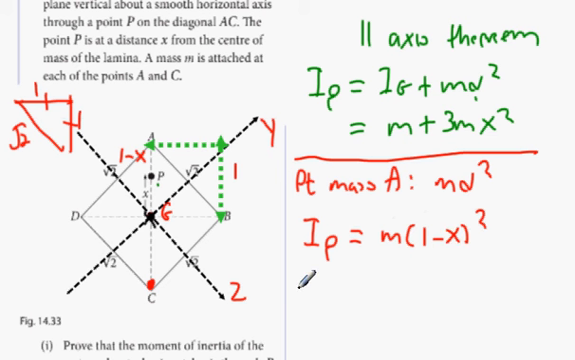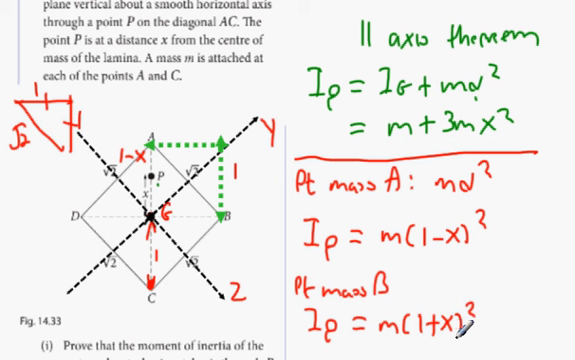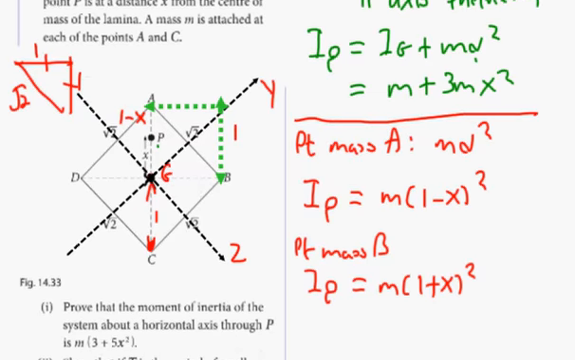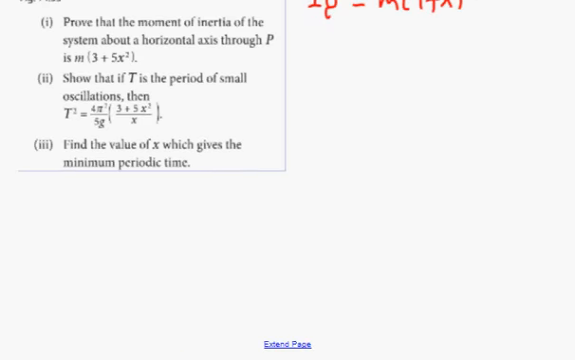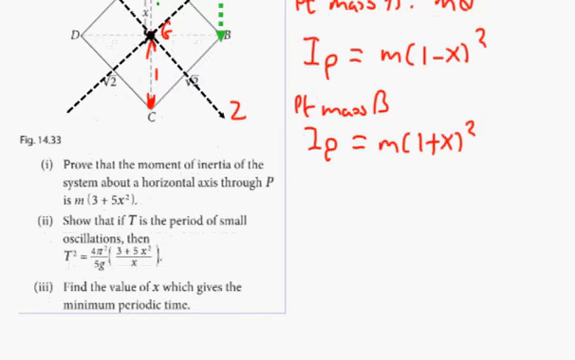Now for point mass B, its moment of inertia about P: it's down here, so it's a distance of 1 plus x away. So it's going to be m times (1 plus x) squared. That's our two point masses sorted. Next thing I'm going to have to do is get I total, and I total is going to be my lamina plus my two point masses.